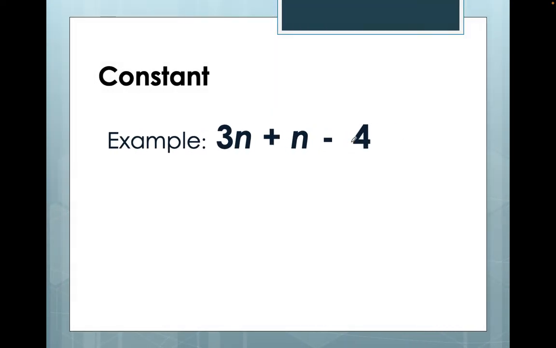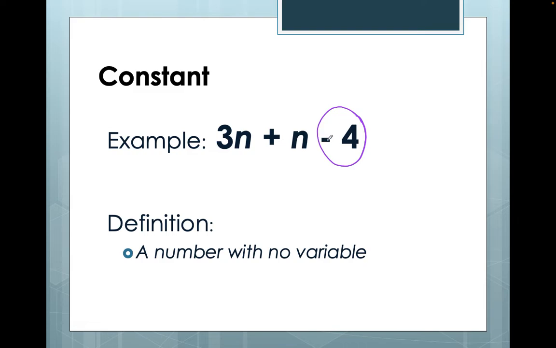A constant, using this same example, is a number with no variable. In this case, we have a minus 4, and I'm circling the subtraction sign that comes in front of the 4 to make sure that we know that it is a minus 4.